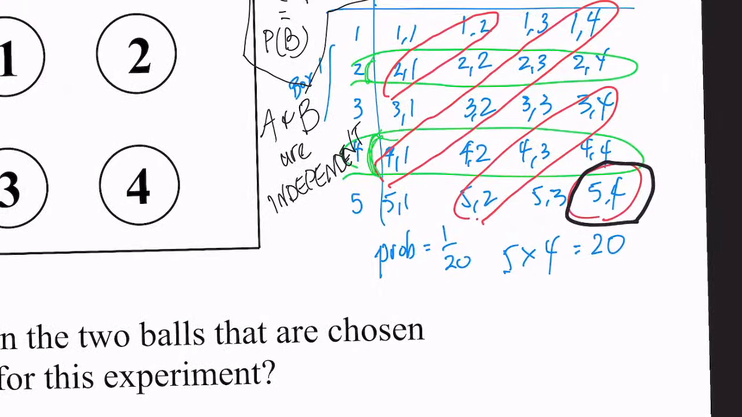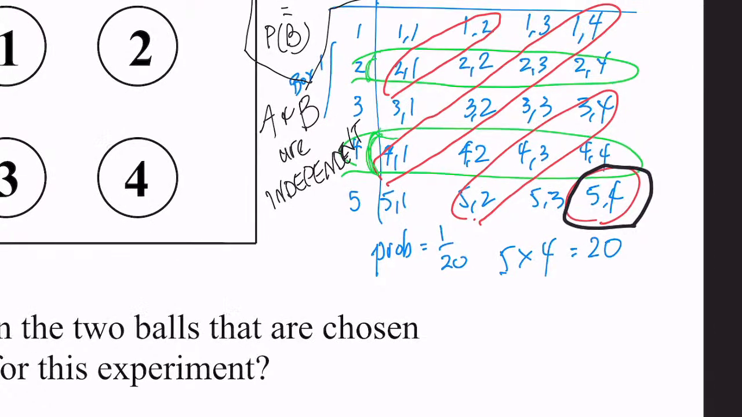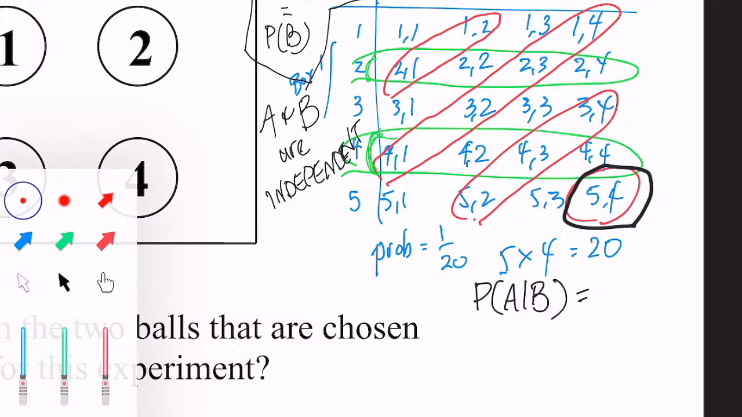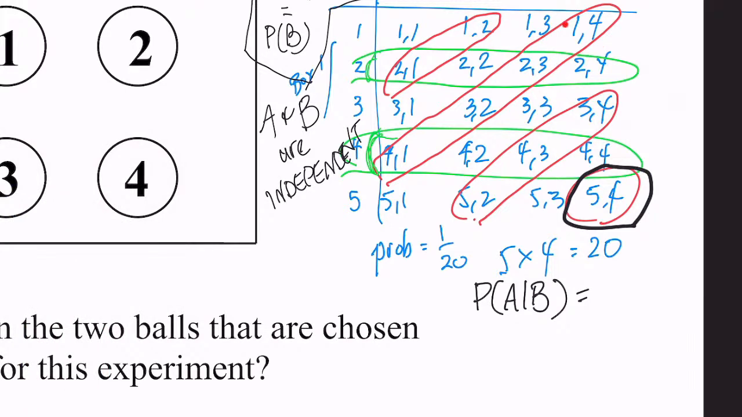Let's try probability of A given B. What's the probability of A given B? So now B in the red. So you're in the red. Out of the red, how many possible outcomes in the red? There are 4, 5, 6, 7, 8, 9, 10. There's 10 possible outcomes.